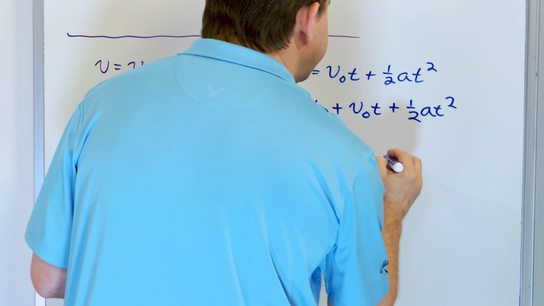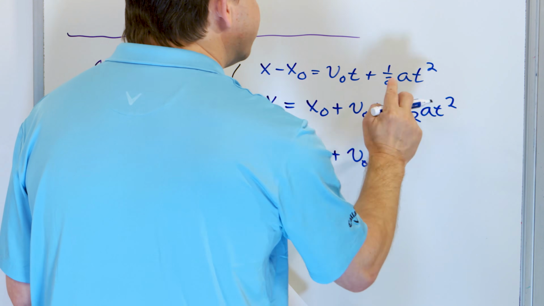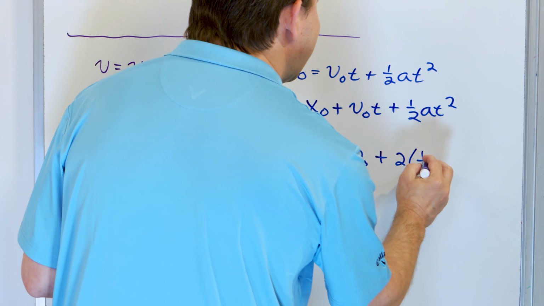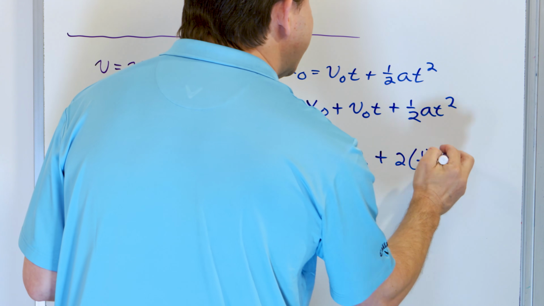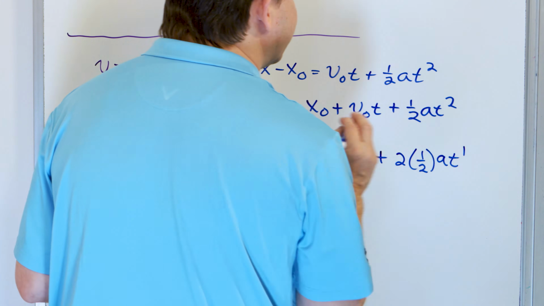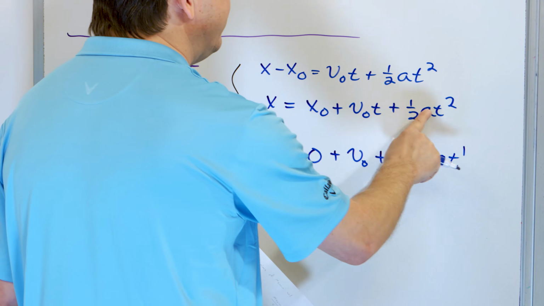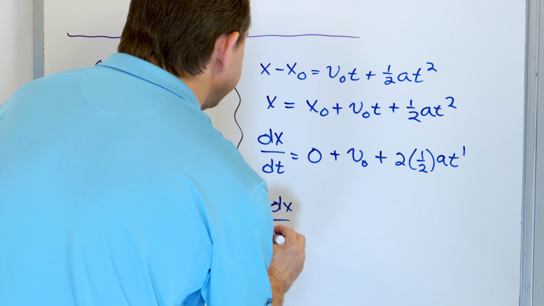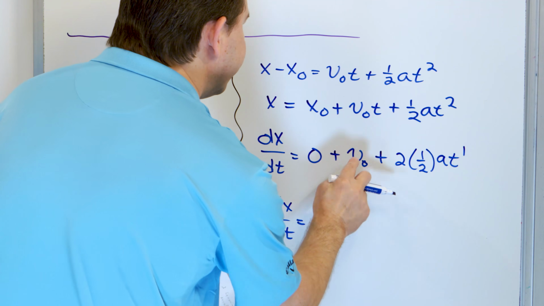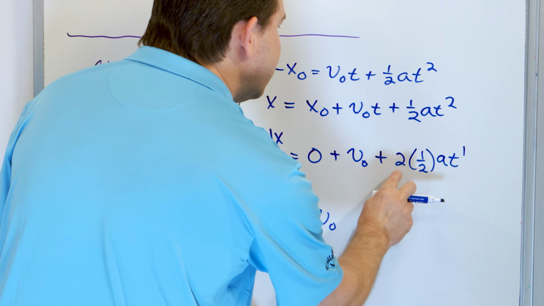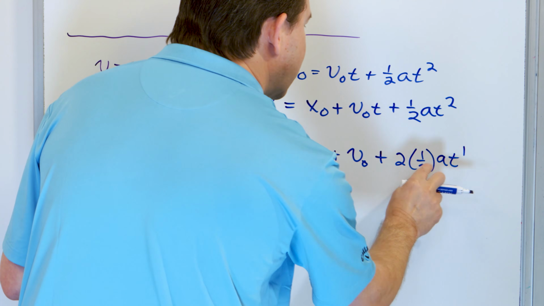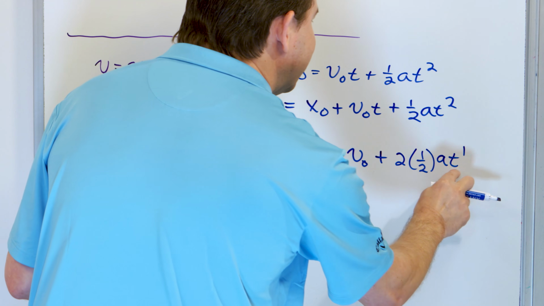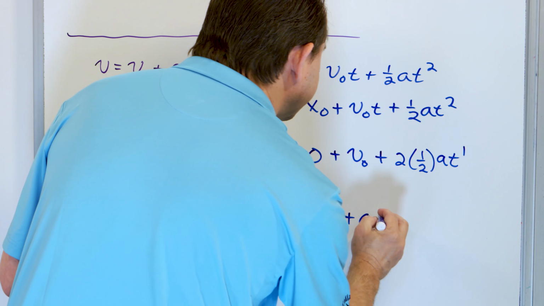Now, what's the derivative of this term over here? The 2 gets multiplied, so it's 2 times a half, and then we have times the a, and then the t to the first power. All we did was multiply down by 2, and then the exponent here gets reduced by 1. So dx/dt is going to be equal to v naught, and then we have a 1 times 1 here, and then times a, and then times t. So all we have is a times t.